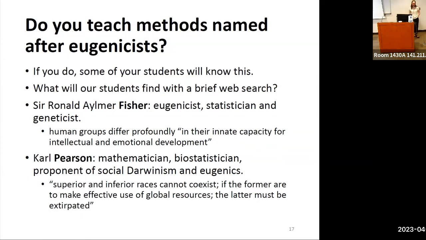So Fisher and Pearson, if you teach a first semester class, you probably teach Fisher's exact test. You probably teach Pearson's R. Those are the two most basic ones, but there would be other things as well. So I realized that 100% of the named tests in my first semester class were named after eugenicists. So if I'm a student showing up and I know this and it's not addressed, you can see why I might start to think that quant methods are exclusionary, because that's the intellectual history of them.